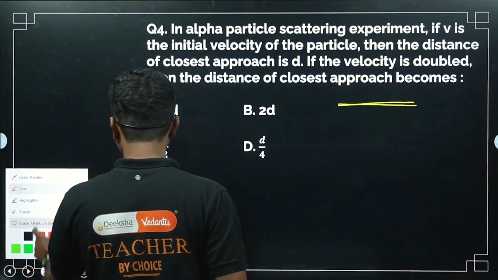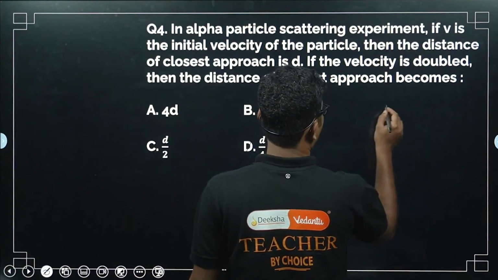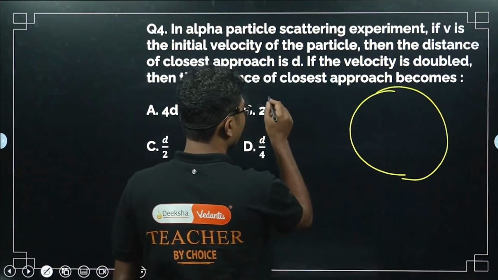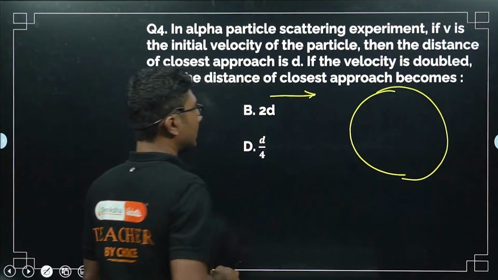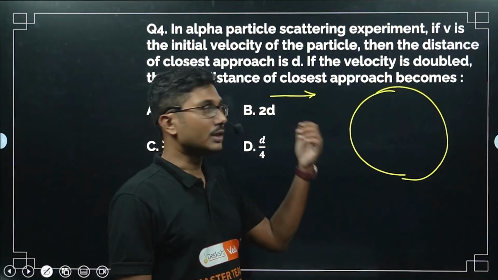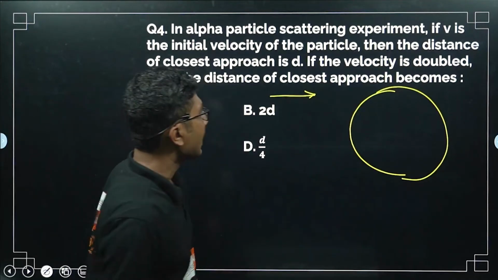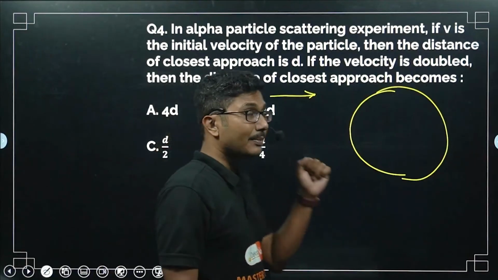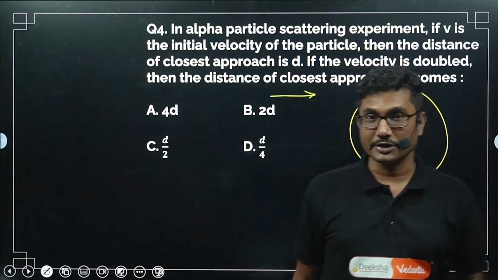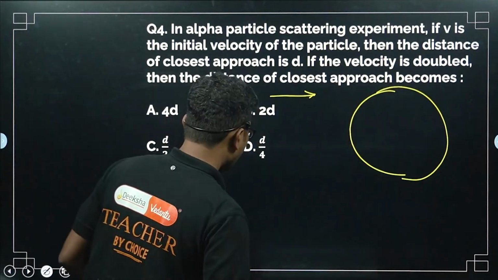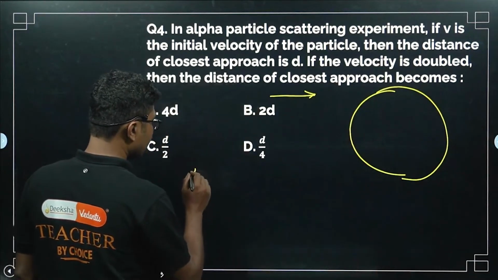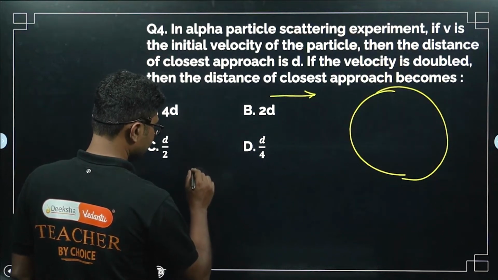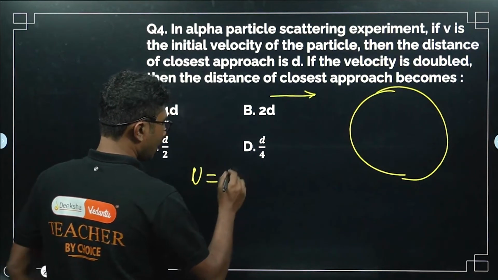suppose this is the nucleus. When the alpha particle reaches the closest point to the nucleus, at that point what happens? The entire kinetic energy of the alpha particle converts into electric potential energy. Now what is the formula for electric potential energy? We know that electric potential energy is given by K.